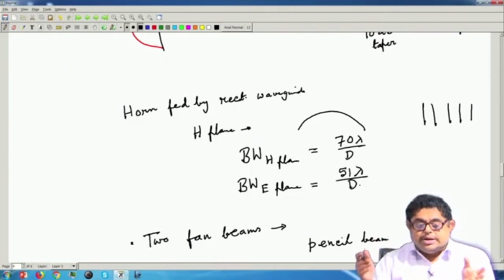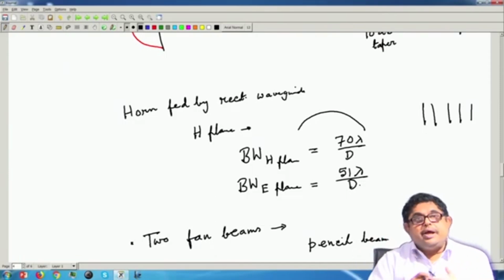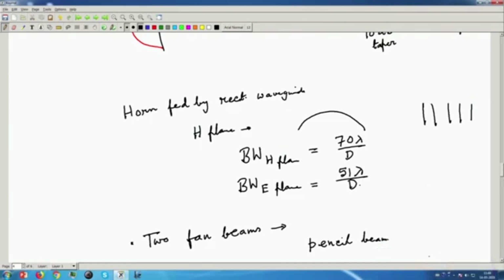Okay. So, with this we conclude the topic of search radar. In the next one we will see tracking radar.